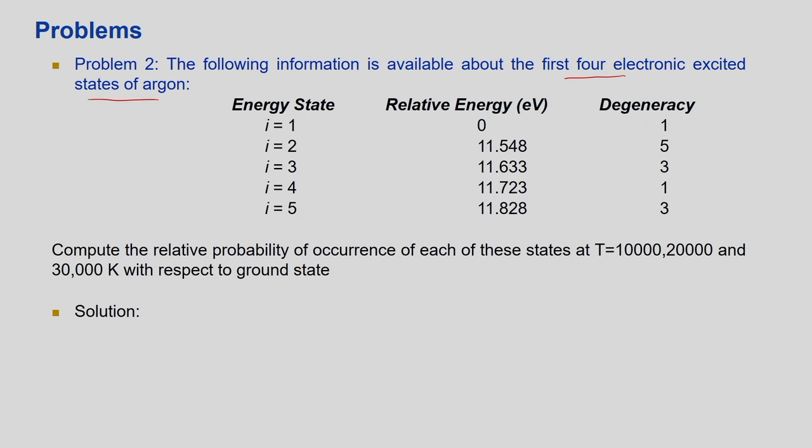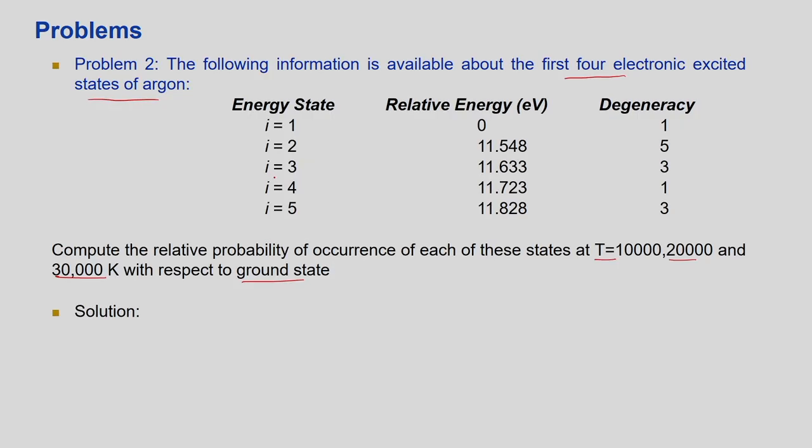Now, this question is all about computing the relative probability of occurrence of each of these states. So, what is the probability that the first or second or third or fourth energy state is accessible or available when we have these temperatures, 10,000 Kelvin, 20,000, 30,000 Kelvin, with respect to the ground state. I have not asked for absolute probability because if my question had been, what is the absolute probability of locating an atom of argon, let us say, in the third energy state?